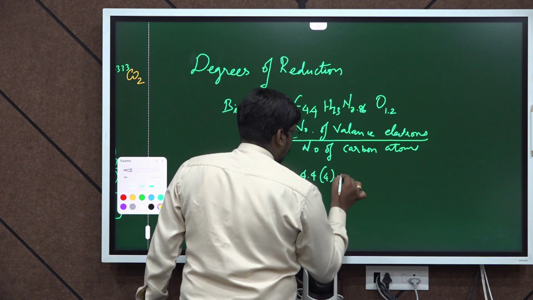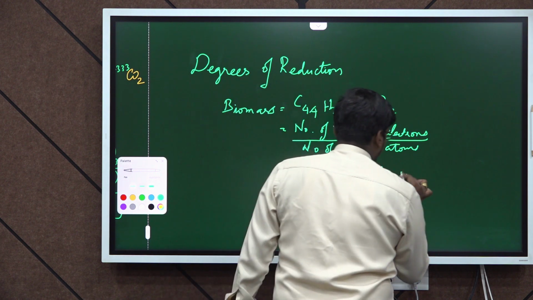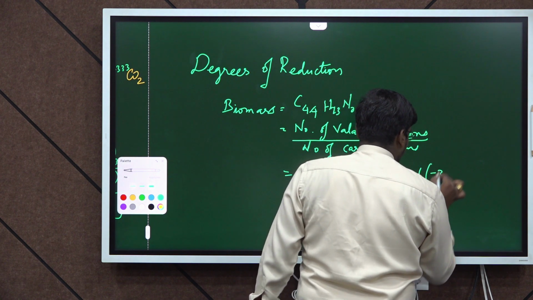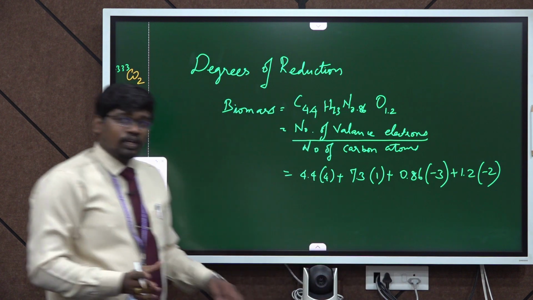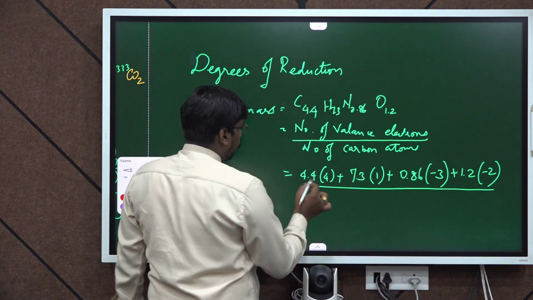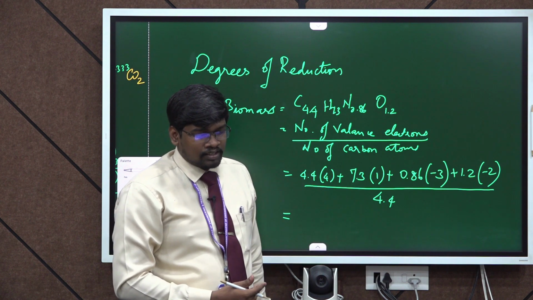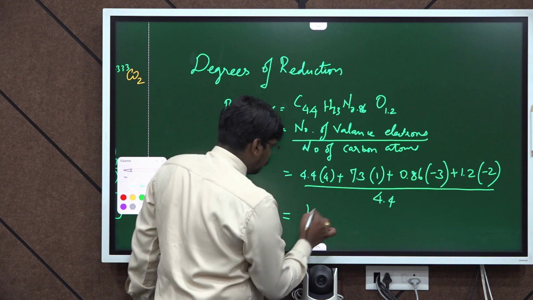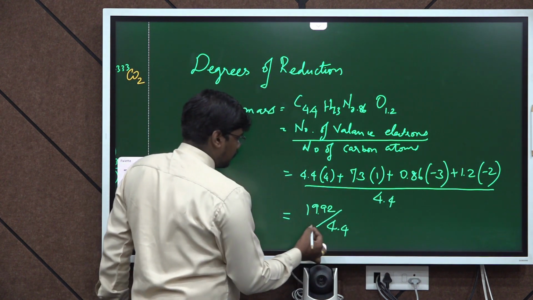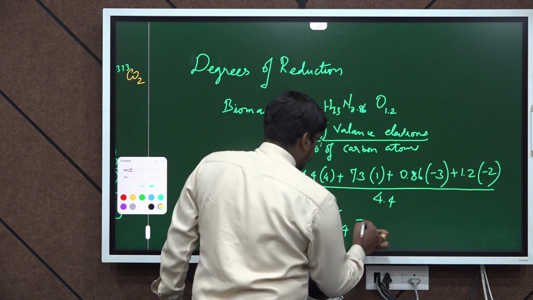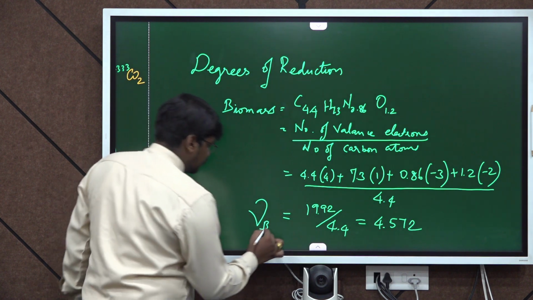So, to find the number of valence electrons: we have 4.4 carbon atoms, for which the valency is 4, and 7.3 hydrogen atoms, for which the valency is 1, and 0.86 nitrogen atoms for which the valency is -3, and 1.2 oxygen atoms for which the valency is -2. If we sum these and divide by the 4.4 carbon atoms, we get 19.92 divided by 4.4, which gives 4.572 as the degree of reduction for biomass.